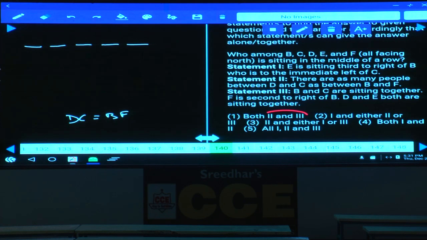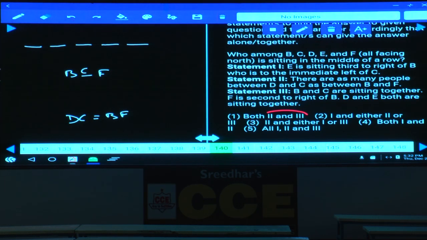Then condition number 3, B and C are sitting together. B and C are seated together. As B and C are seated together, F is seated second to the right of B. Now F is seated second to the right of B, we can take like this. D and E both are seated together. As D and E both are seated together, then B and C are adjacent, sitting together.